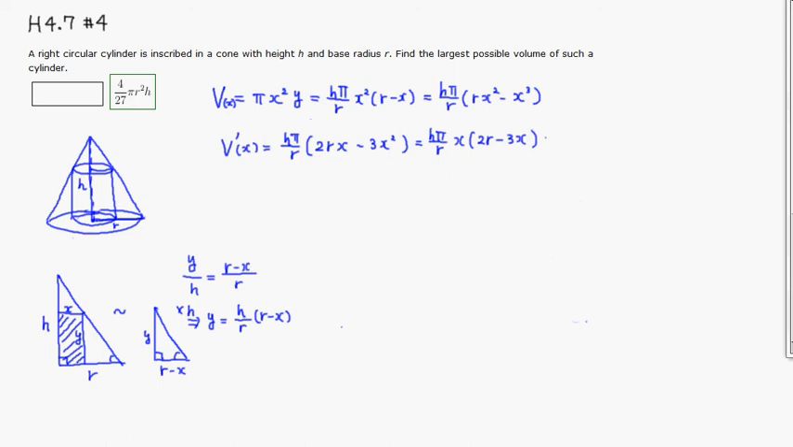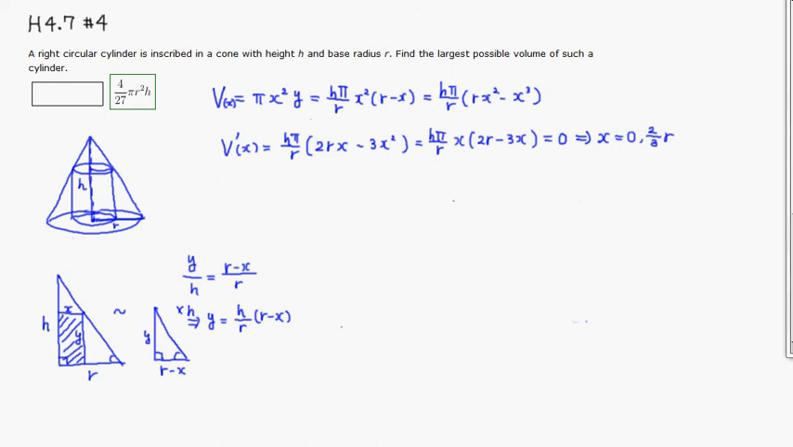Set it equal to 0 to find the critical numbers. The critical numbers are x equals 0, and also, setting this factor equal to 0, x equals 2r over 3, so 2/3 r.